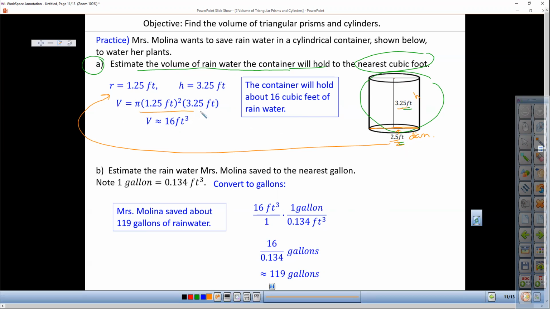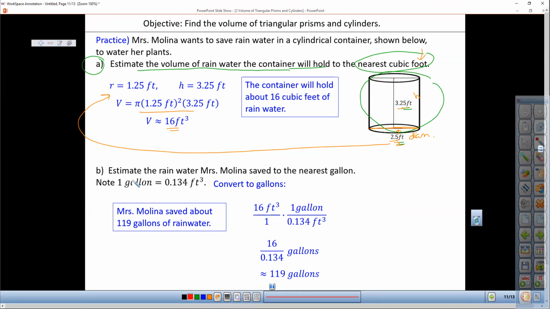Then we plug it in. And here we just want it to the nearest cubic foot. Remember, foot is a unit here. When it says cubic foot, that means ones place or nearest whole number. So that's why we're at about 16 cubic feet.